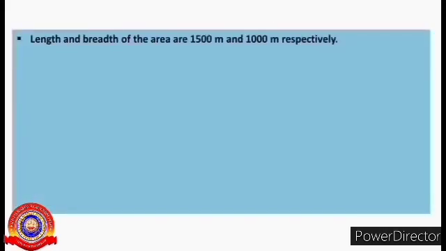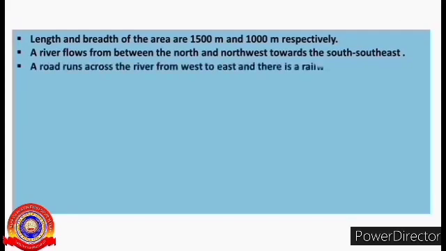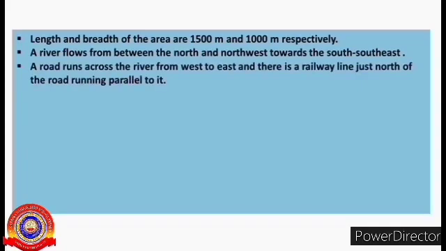Length and breadth of the area are 1500 meter and 1000 meter respectively. A river flows from between the north and northwest towards the south-southeast. A road runs across the river from west to east, and there is a railway line just north of the road running parallel to it.